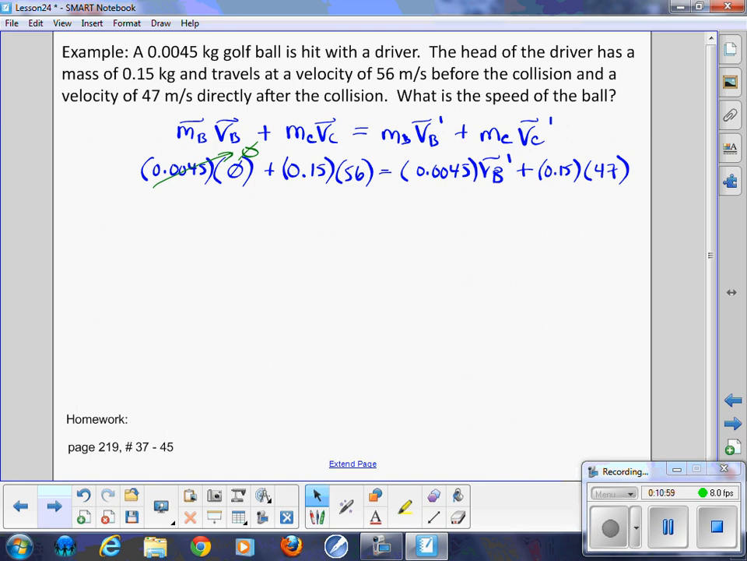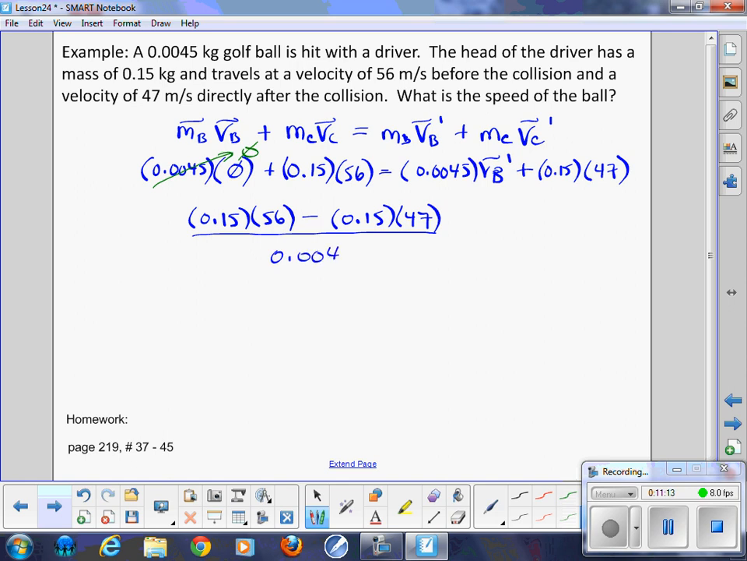First term is going to go to 0. Isolating for VB, I'm going to have 0.15 times 56 minus 0.15 times 47. And that's all going to be divided by 0.0045. You can solve that however you want, whatever you're more comfortable with. I'm just showing it without the calculation so you can know when you look back what exactly the steps were or what was involved. So now I find that the velocity of the ball after the collision is 300 meters per second. 300 meters per second. And I'm going to say forward.